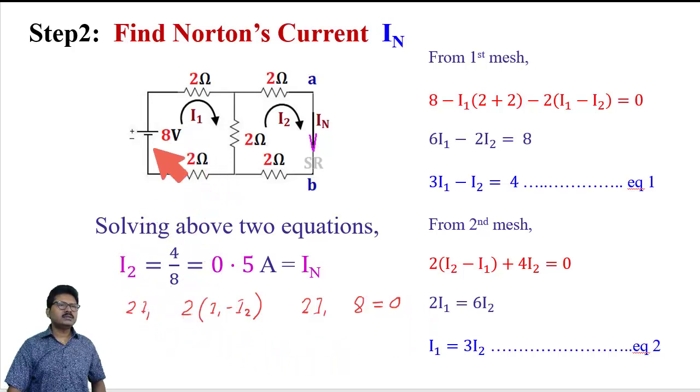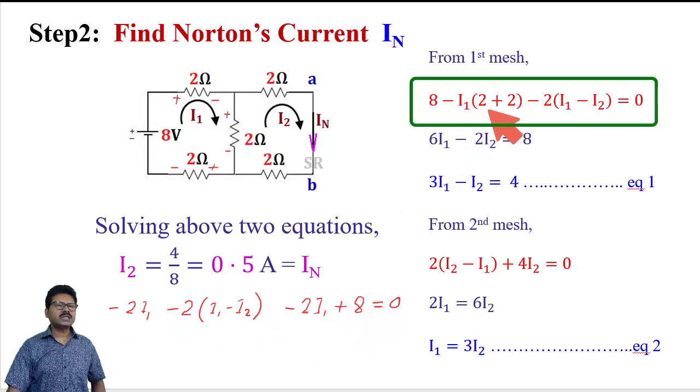Now, what will be the polarity? Through this 2 ohm, current is flowing from left to right, so this is positive, this is negative. Through this, I1 minus I2 is flowing from up to down, so this is positive, this is negative. Through this, current is flowing from right to left, so this is positive, this is negative. See here, positive, negative, positive, negative, positive, negative, and this one is negative, positive. So if we consider 8 volt as positive, all others will be negative. Putting that polarity, this one is negative, this one is negative, this one is negative, this one is positive.